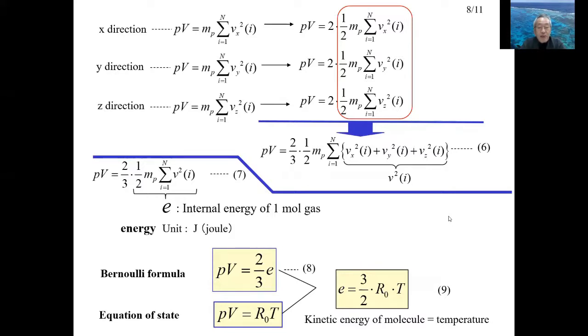Substituting the PV of the equation of state explained before into equation 8, the internal energy E is given by equation 9. It is found from equation 9 that internal energy E is the absolute temperature T multiplied by a constant. That is, the kinetic energy of molecules corresponds 1-to-1 with respect to temperature T.